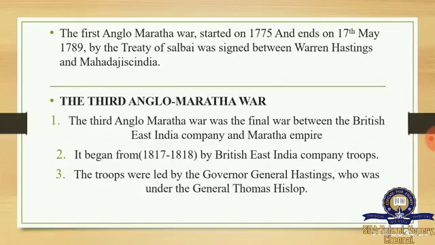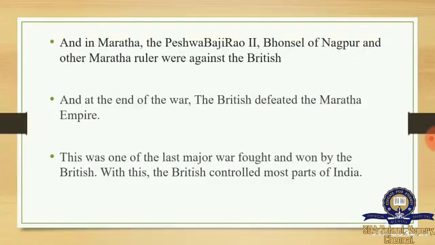The third Anglo-Maratha War was the final war between the British East India Company and the Maratha Empire. It began in the year 1817 and ended in 1818 with victory for the British East India Company's troops. The troops were led by Governor General Hastings, who was under General Thomas Hislop, and among the Marathas, Peshwa Bajirao II, Bhonsle of Nagpur, and other Maratha rulers were against the British.